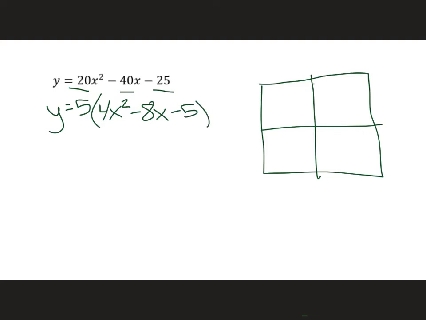I didn't have to worry about that on the other two. The numbers were already kind of small, and they really didn't have a common factor anyways.